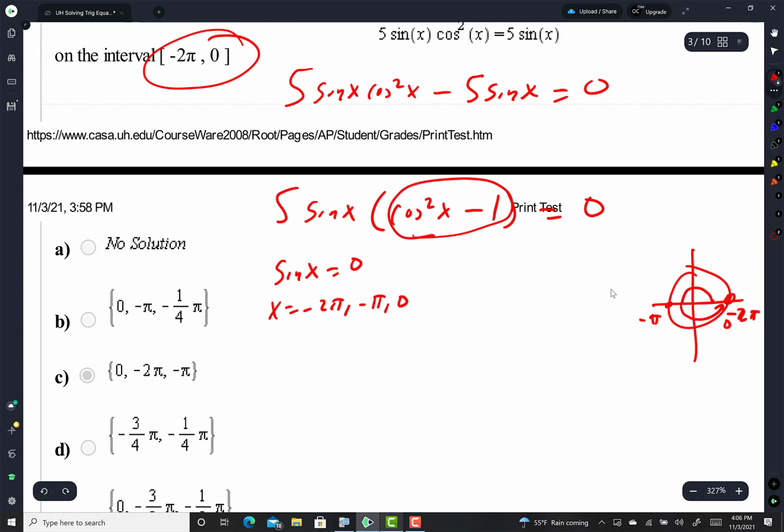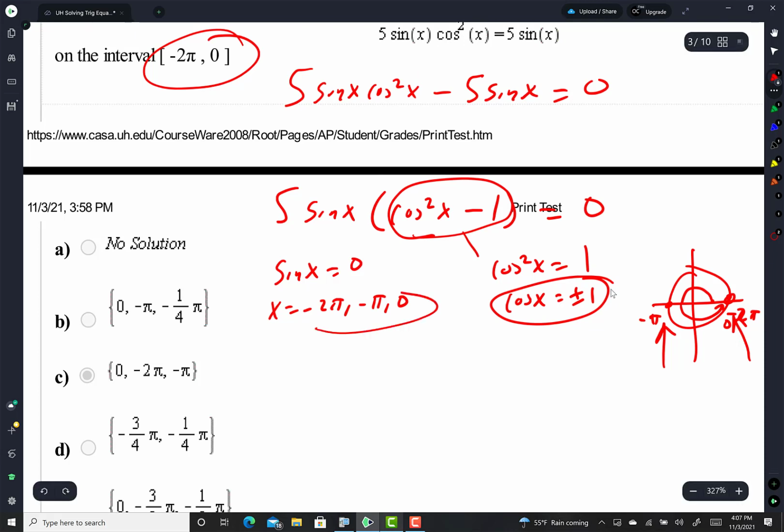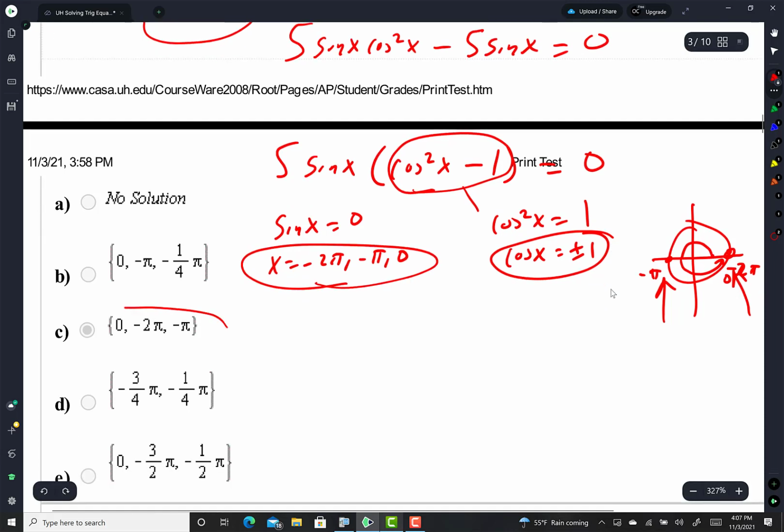Now what about this? Cosine squared x equals 1. So let's see, cosine x equals plus or minus 1. Well, that happens to be in the same coordinates: 0, negative pi, and negative 2 pi. So letter C. Cool, right?